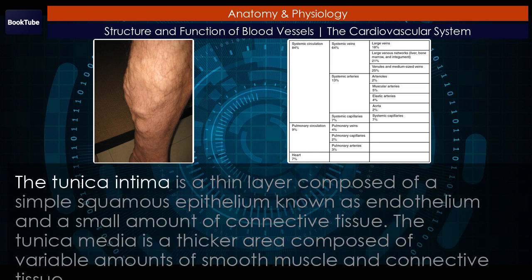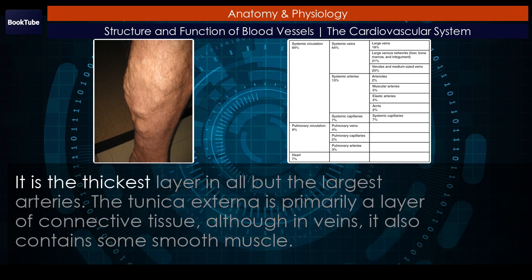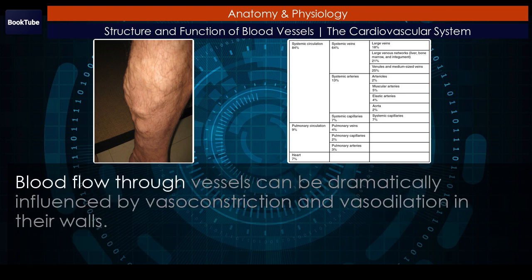The tunica intima is a thin layer composed of a simple squamous epithelium known as endothelium and a small amount of connective tissue. The tunica media is a thicker area composed of variable amounts of smooth muscle and connective tissue. It is the thickest layer in all but the largest arteries. The tunica externa is primarily a layer of connective tissue, although in veins, it also contains some smooth muscle. Blood flow through vessels can be dramatically influenced by vasoconstriction and vasodilation in their walls.